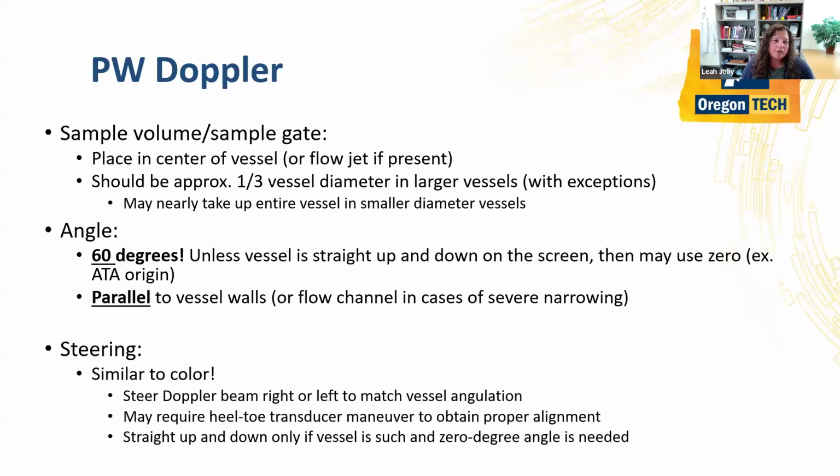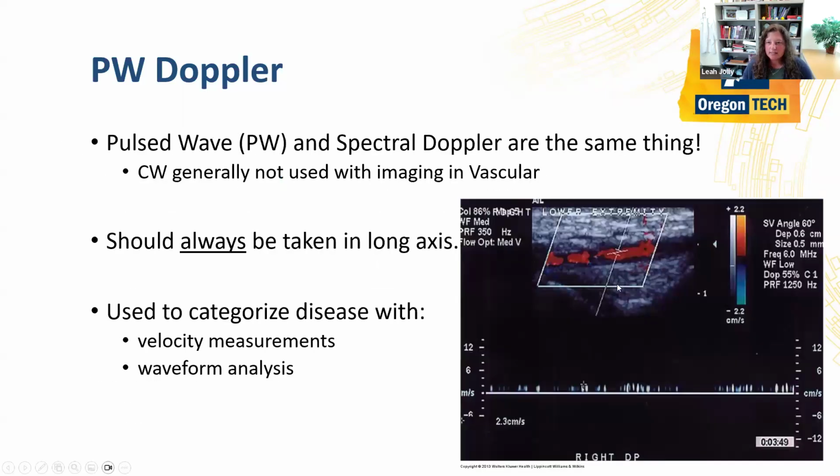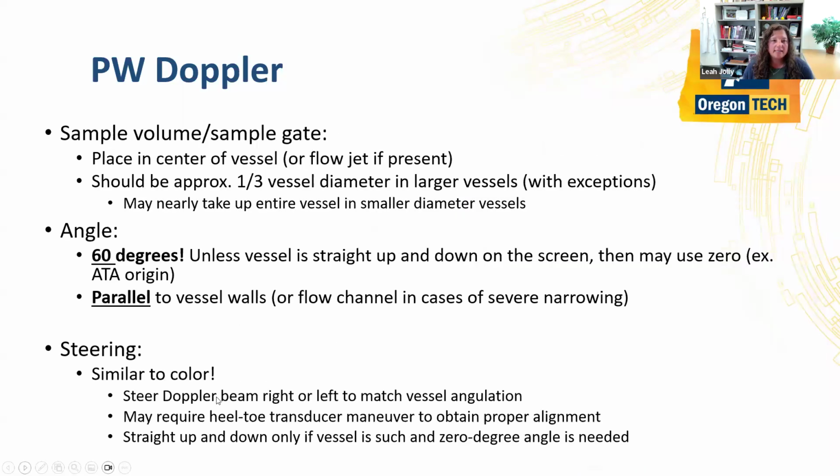So things to consider with pulse wave, your sample volume or sample gate, which is this little equals sign right here in the middle of the Doppler beam, that should be placed in the center of the vessel. If you have a stenosis or some kind of pathology where the majority of flow is going kind of off to the side or it's taking a funny angle, then you want to place your sample volume in the flow jet. But for the most part, it usually goes right in the center of the vessel.